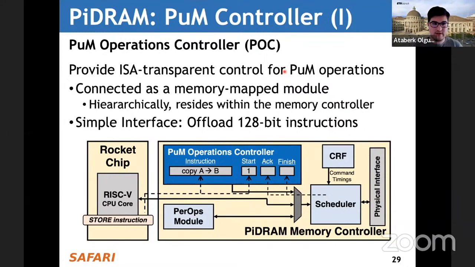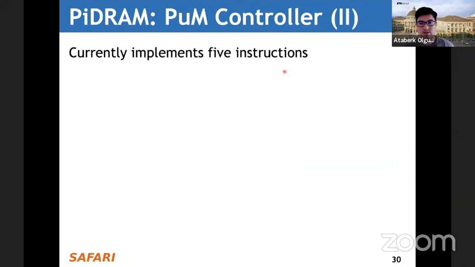It has a simple interface. The user can offload 128-bit instructions to it. It has multiple memory mapped registers, so the user, or the libraries we have developed, will use store instructions to configure these registers to initiate processing using memory operations and retrieve the results of these operations from the PIM operations controller. And we currently implement 5 instructions.